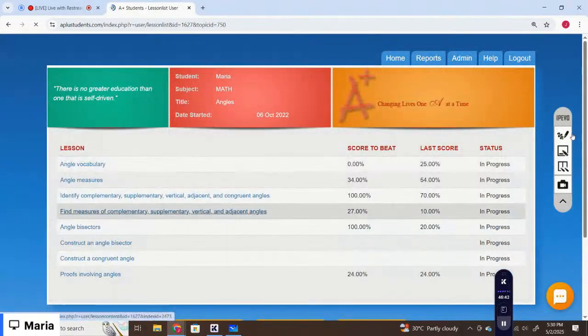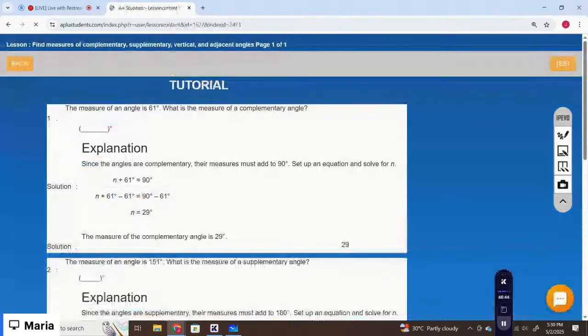Find measures of complementary, supplementary, vertical, and adjacent angles. The measure of an angle is 61 degrees. What is the measure of a complementary angle? Complementary angles are angles that sum to 90 degrees. So the missing angle plus 61 is 90, so n equals 29 degrees. The measure of the complementary angle is 29 degrees. Let's just start with the test questions.